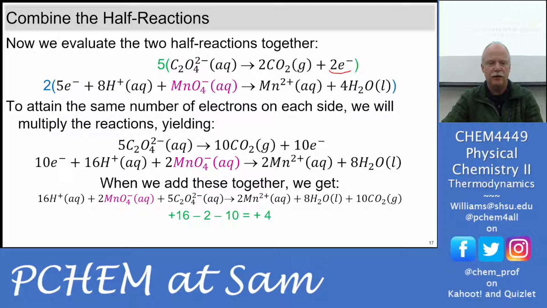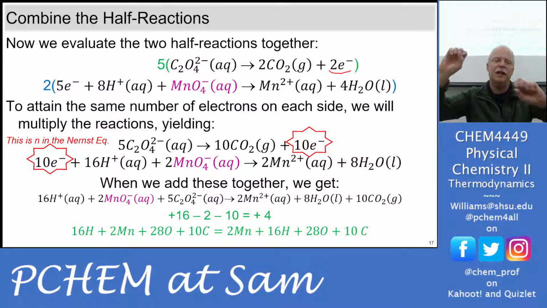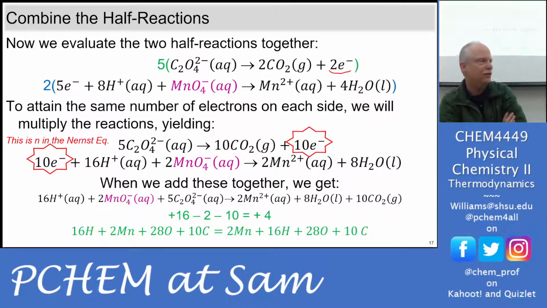And so we can check our charges, we can check our atoms, everything's good. And I want to point out, until we did the balancing of electrons, we wouldn't know what n is in the Nernst equation. So now we have that n for the Nernst equation, and for this reaction, n is 10. So it's pretty big.